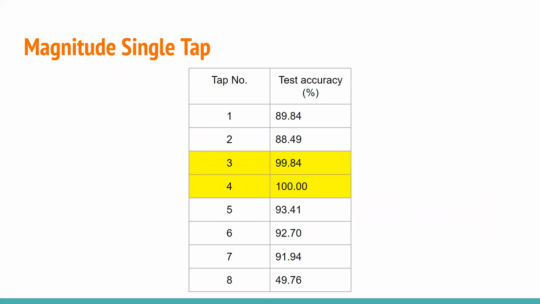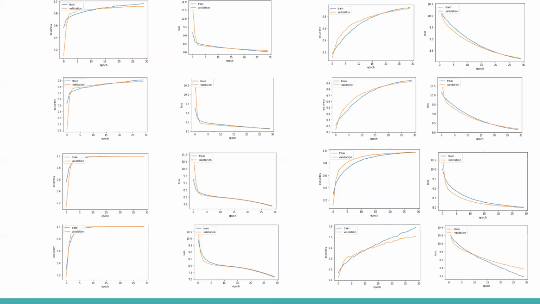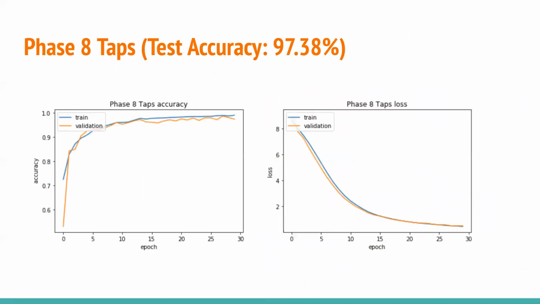So here again, as in the case of setting 1, taps 3 and 4 perform considerably better. And the thing to remark is tap 4 has 100% test accuracy. And these are their corresponding accuracy and loss plots. Now we'll move on to phase 8 taps, where we got a test accuracy of 87.38%.